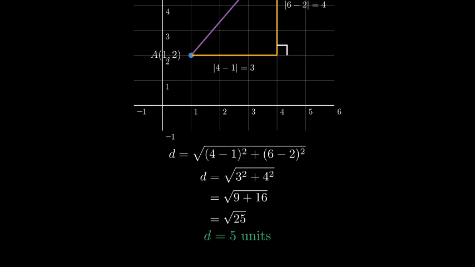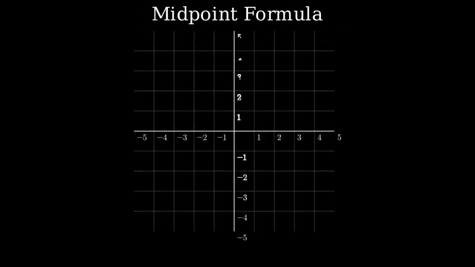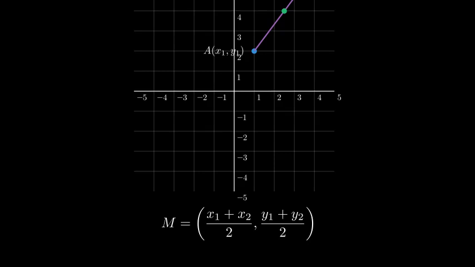Now, let's move on to the midpoint formula. The midpoint of a line segment is the point that divides the segment into two equal parts. Given 2 points A with coordinates x1, y1, and B with coordinates x2, y2, we want to find the coordinates of the midpoint M. The midpoint formula tells us that the coordinates of M are simply the averages of the corresponding coordinates of A and B. That is, M has coordinates the average of x1 and x2 and the average of y1 and y2, or written as a formula, M equals the point with coordinates (x1 plus x2) divided by 2, (y1 plus y2) divided by 2.